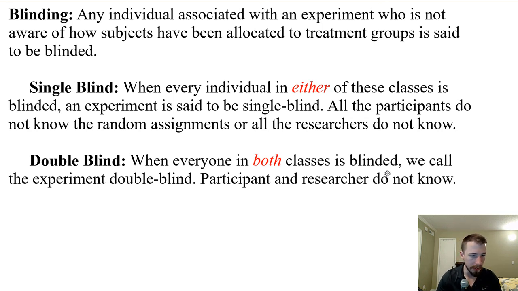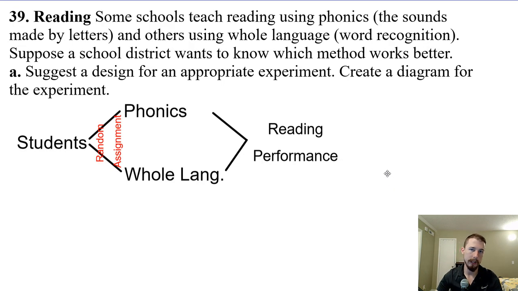Double blind is when everyone in both classes is blinded. We call this experiment double blinded. Participant and researcher do not know, but somebody has to know in order to be able to analyze the data. So it can't be triple blind.